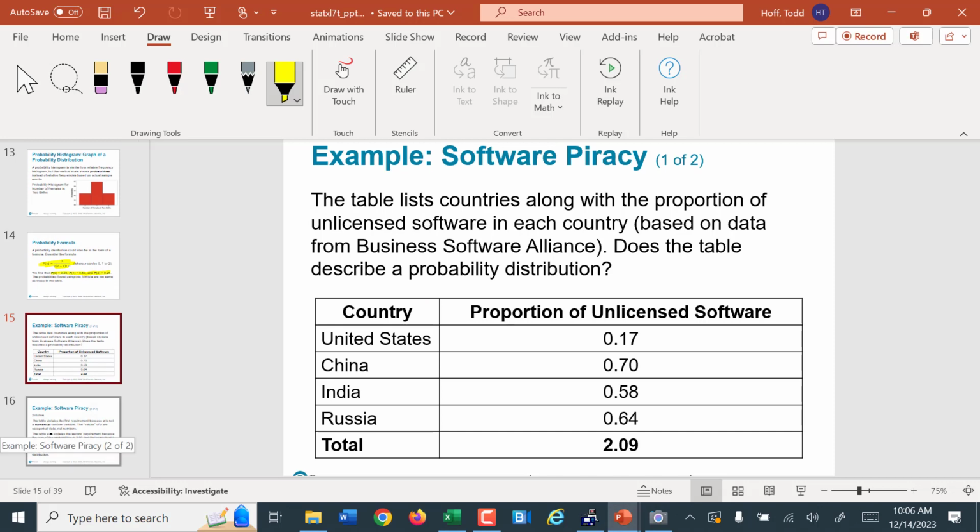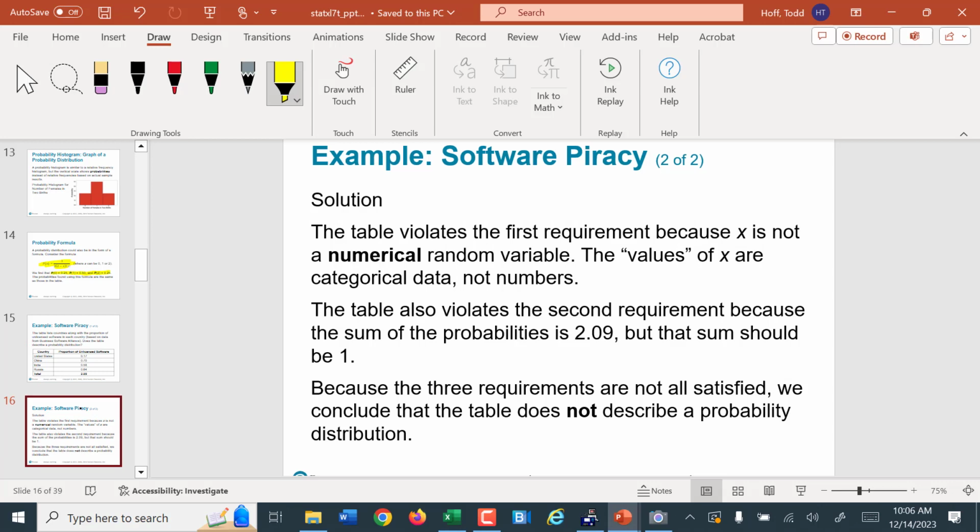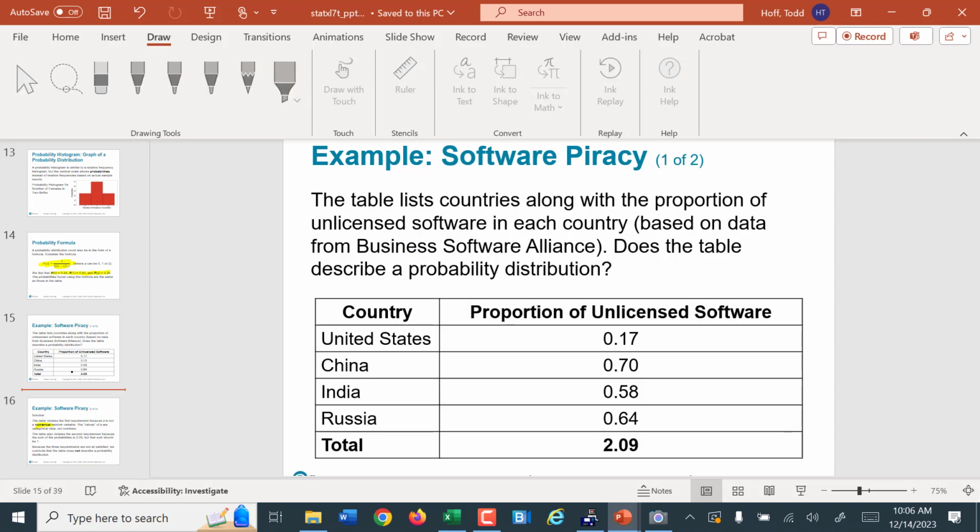So an example we want to look at here is software piracy. Given the country, what is the proportion of licenses that are pirated in those countries? That are basically unlicensed software packages. Is this a probability distribution? Well, first of all, it's not numerical. These are categorical responses here. This country is a categorical variable. So no, this is not.